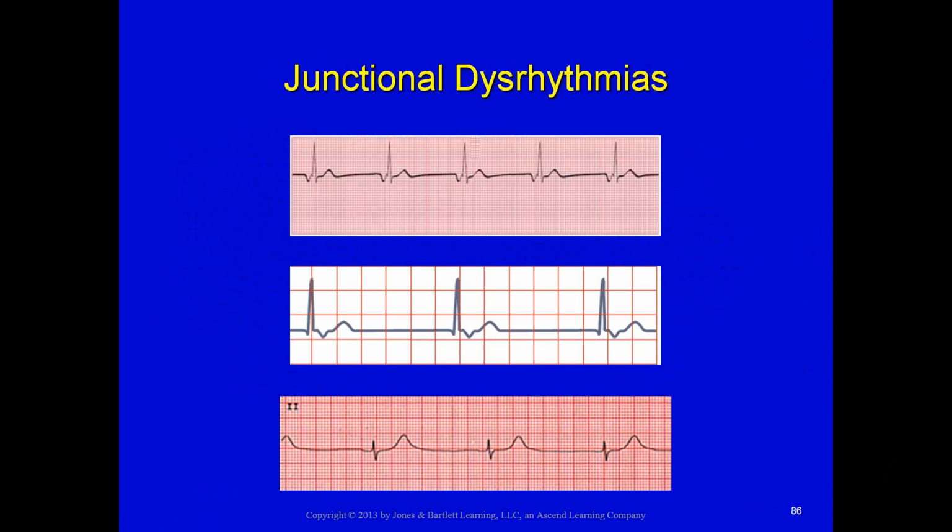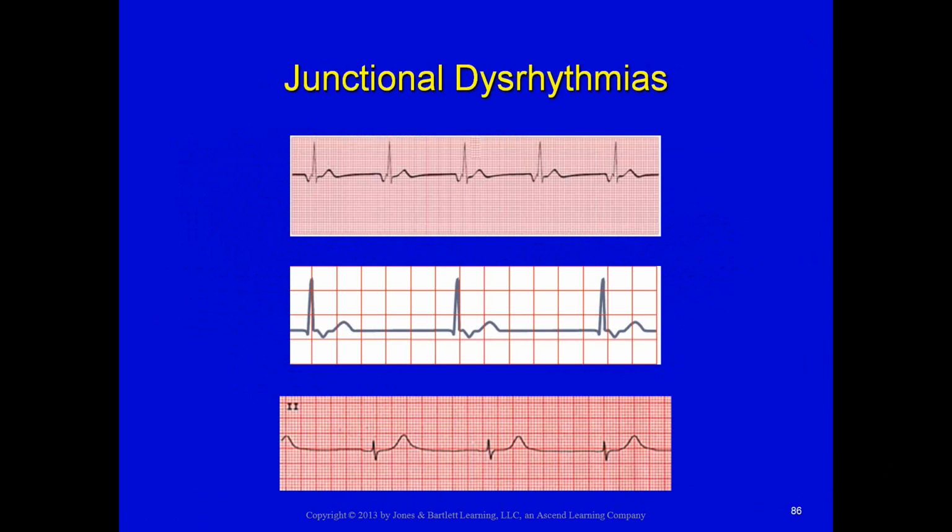Now, if those P waves would have been upright and rounded with that little delta wave, then we'd have WPW. But in this case, it's a junctional rhythm because the P waves are present for every QRS. The rhythm is regular. They all look alike, but they're all inverted. The QRS width is normal. The PR interval is less than 0.12 seconds, or less than 3 small squares.